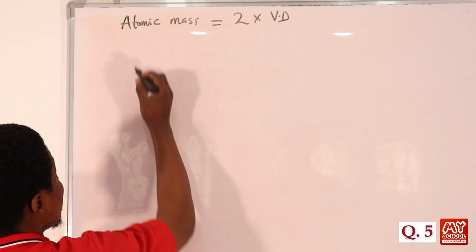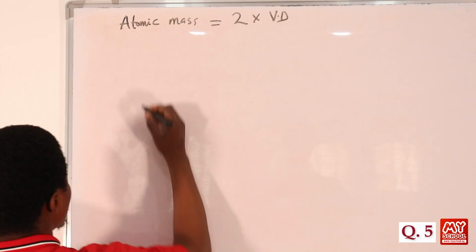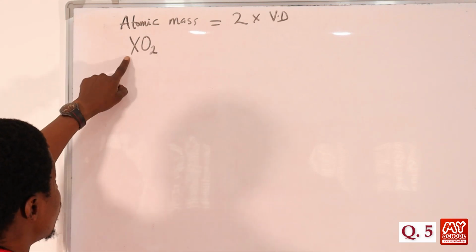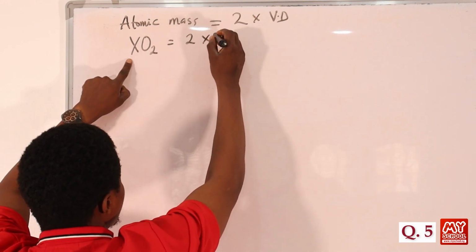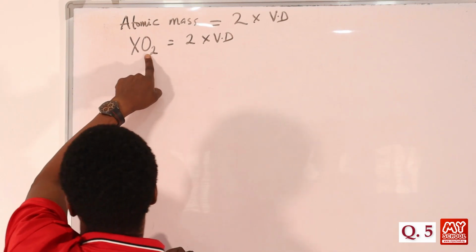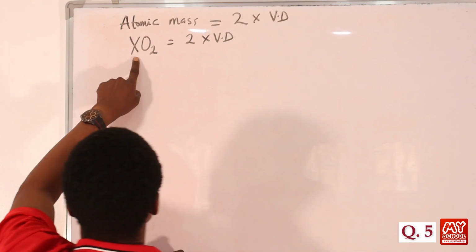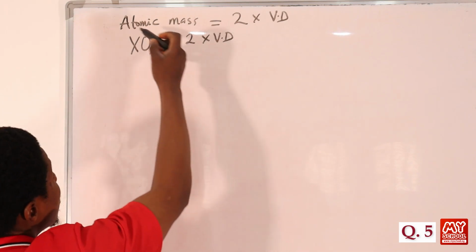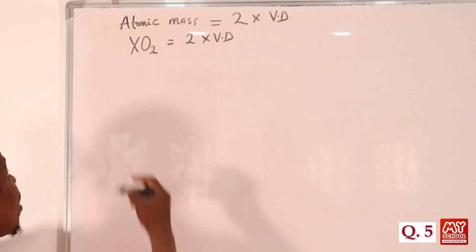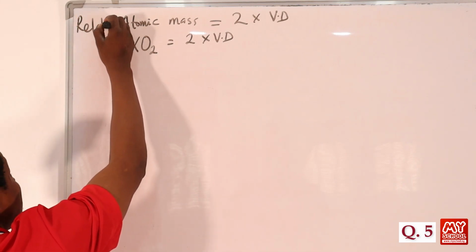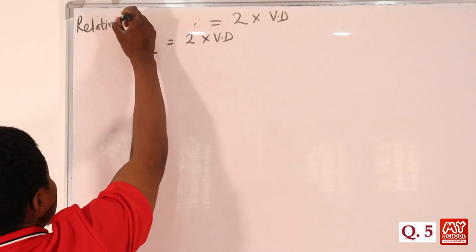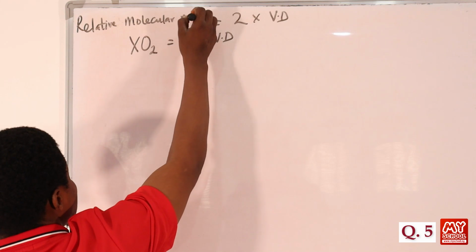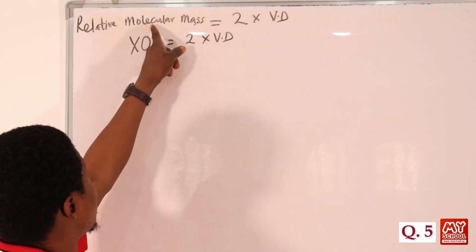So for atomic mass, we are already given the molecular formula to be XO2. So we have XO2 is equal to 2 times vapor density. We know what oxygen is, but we don't know X, because we want to calculate the atomic mass of X. So I think it's better we use relative molecular mass instead of atomic mass here, because that's the relationship between it and vapor density.